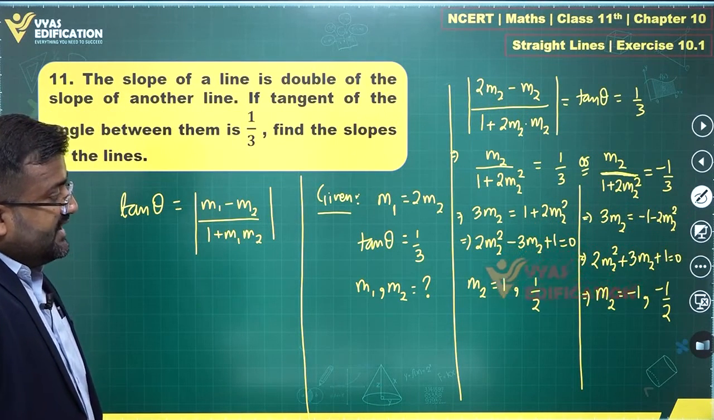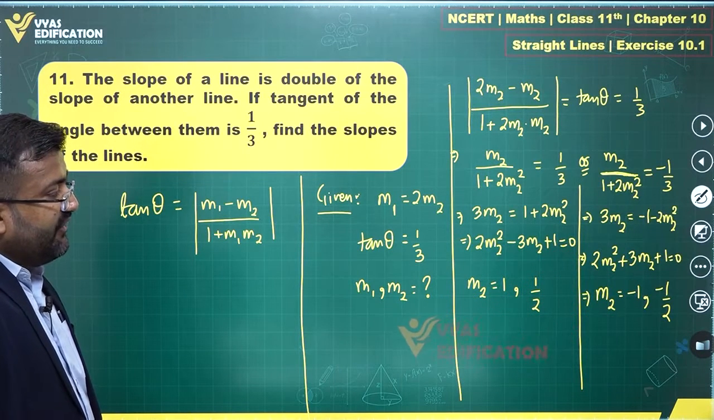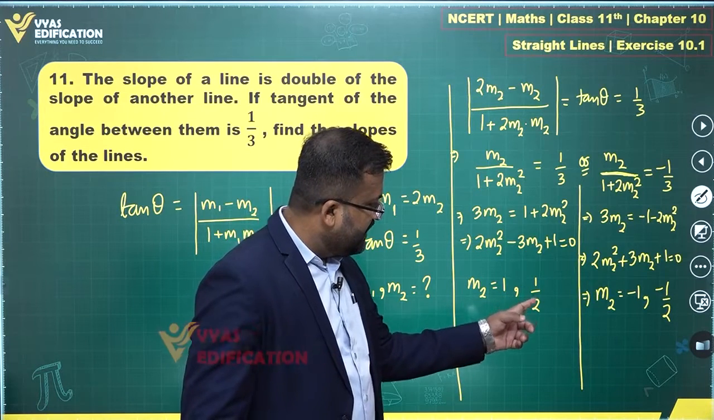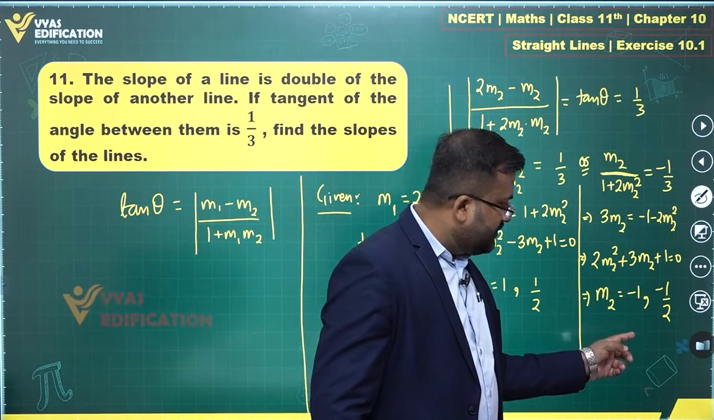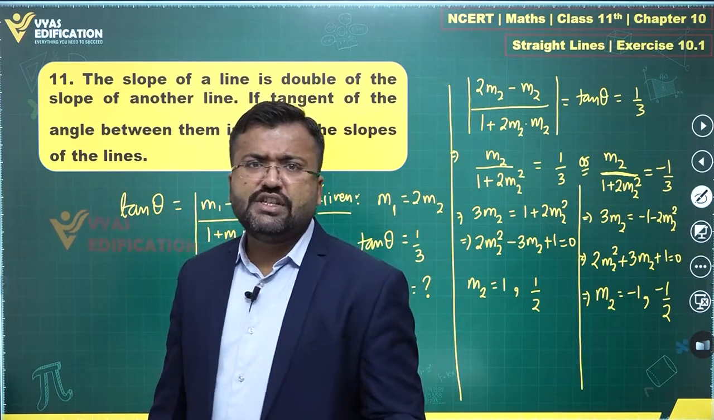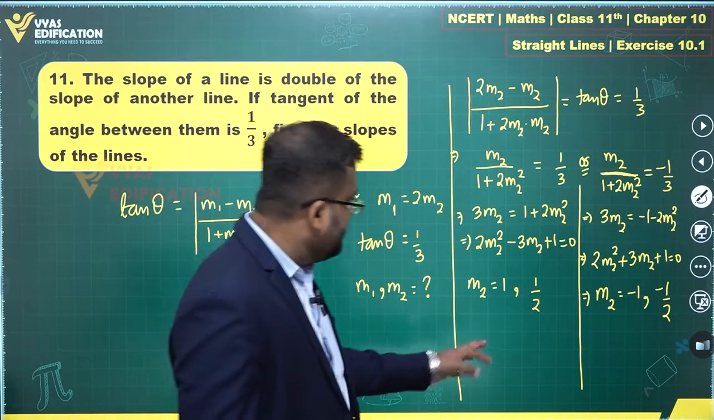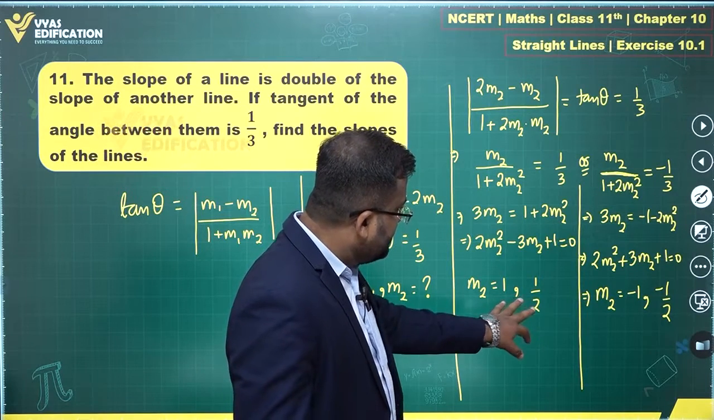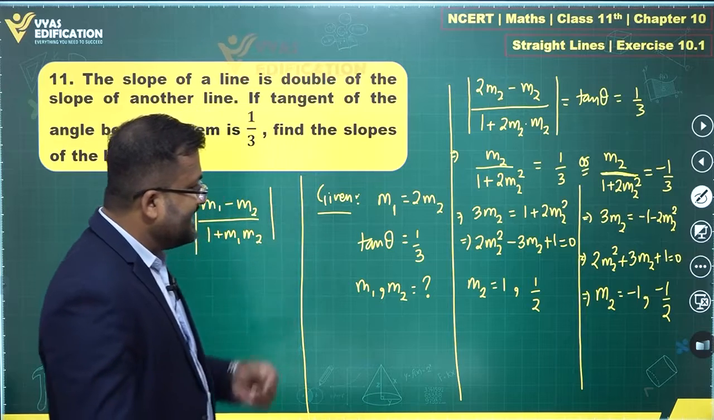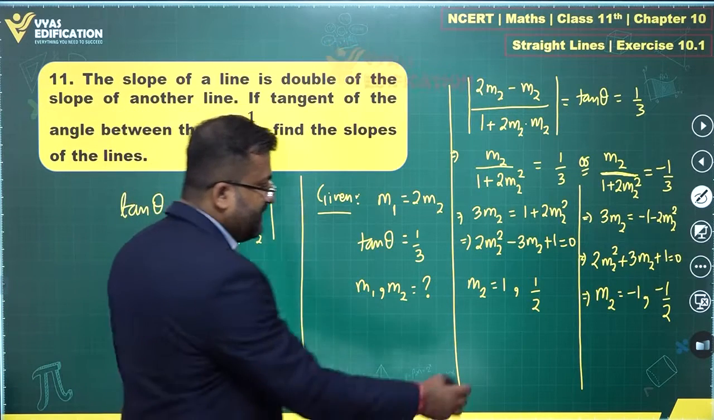If m2 is equal to these 4 possible values, then m1 correspondingly will be double of this. If this is 1, this becomes 2. If this is half, this becomes 1. If this is minus 1, this becomes double, that is minus 2. This becomes minus 1. Can we also check these values? Because it seems that these may be the values of m1 and m2 also. So let's see. If m2 is equal to 1, first find m1.